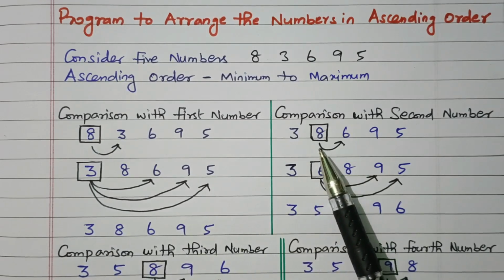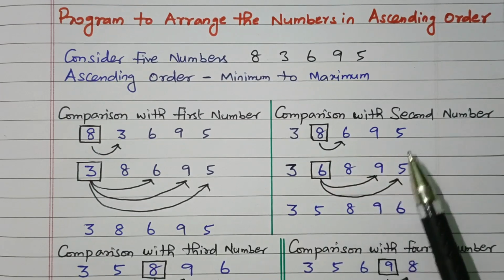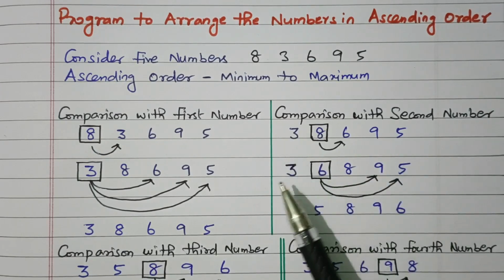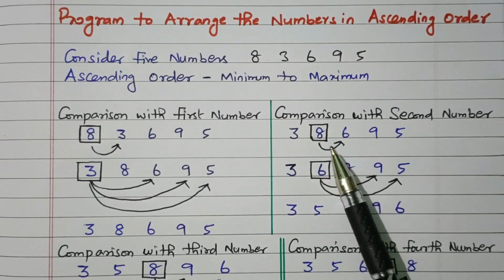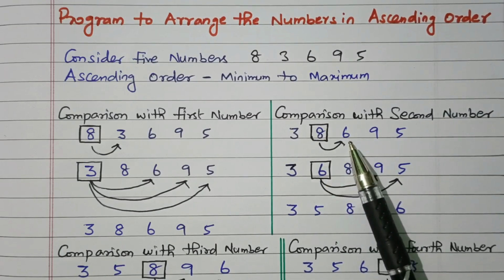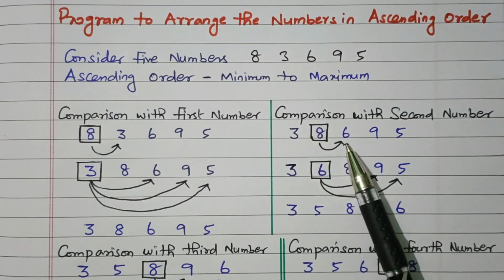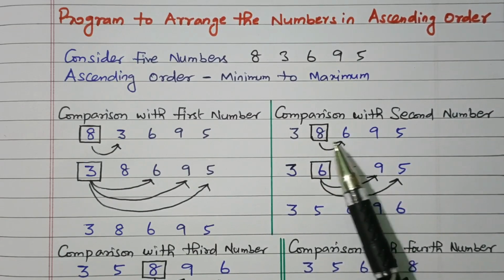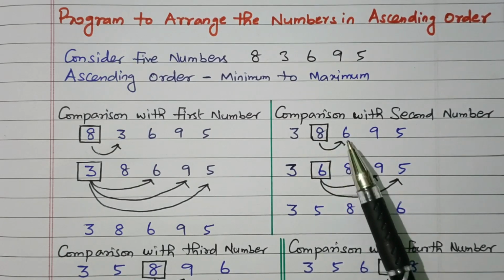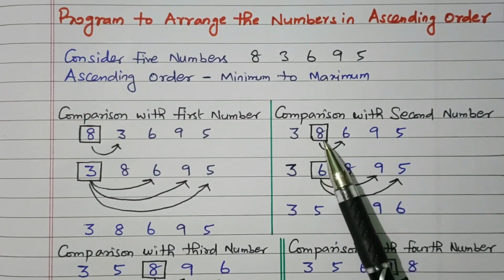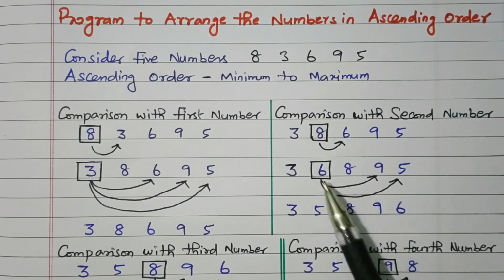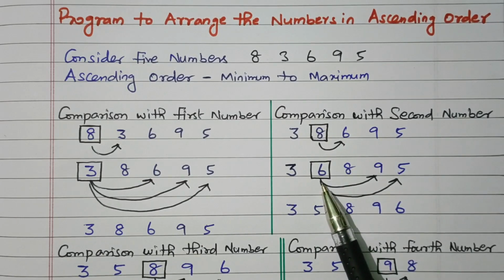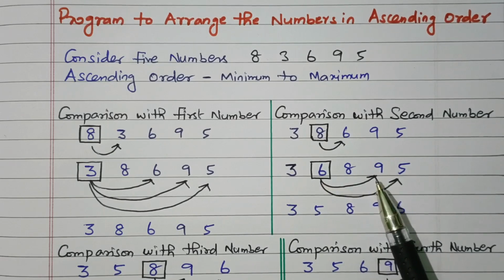The second number should be compared with the third, fourth and fifth number. The first number is already arranged, right? The second number and third number are compared. The 8 is greater and 6 is lesser. The third number is lesser, so we need to exchange these numbers, right? So 6 is placed in second position, 8 is placed in the third position. That is the interchange. Now the second position number becomes 6. That is compared with the fourth number. The fourth number is 9. It is greater than this number, so no need to exchange.